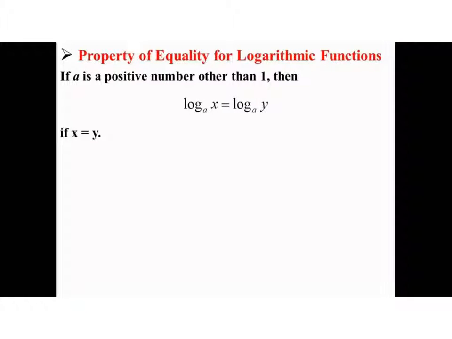The next thing we're going to talk about is the property of equality for logarithmic functions. If a is a positive number other than 1, then the log base a of x is equal to the log base a of y if x is equal to y. Okay, so the base of our log has to be the same, and if it is, then we can take what we're taking the log of and set it equal to each other. So we're going to use that in the following examples.